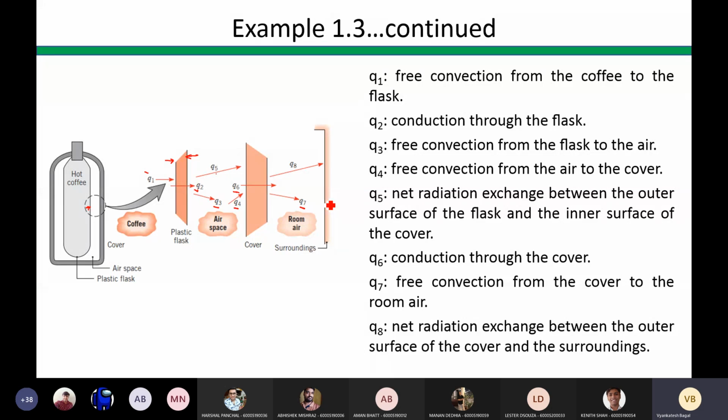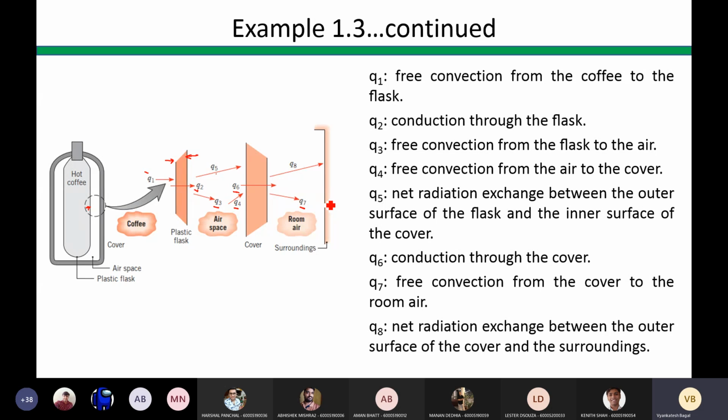Clear? So in this problem you have calculated nothing, but you have learned how to note down the different modes of heat transfer in a typical problem. Is it clear? Hello? Yes, sir. Okay, fine.